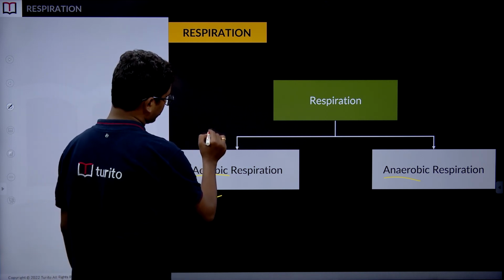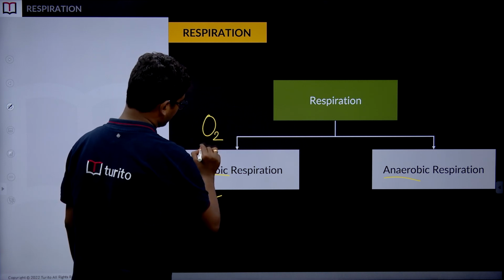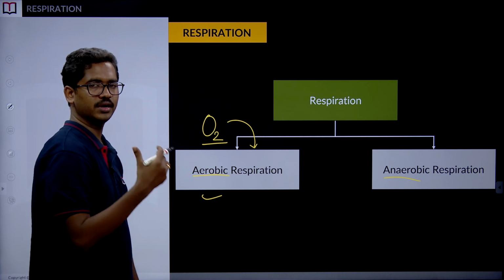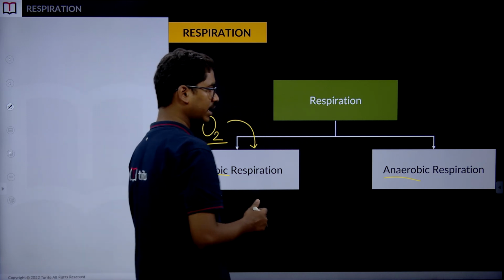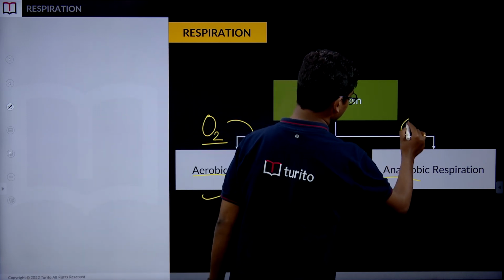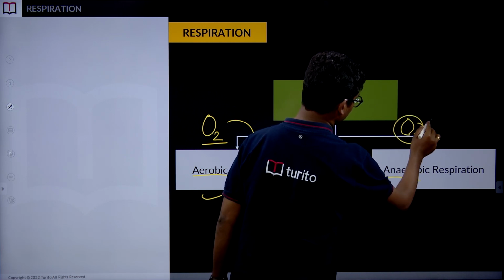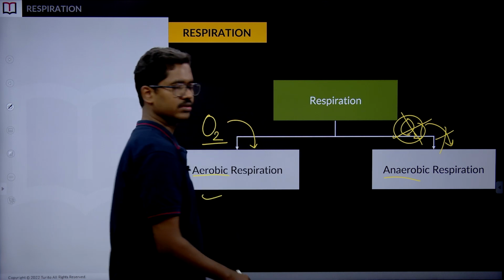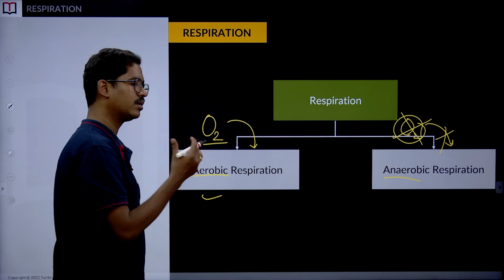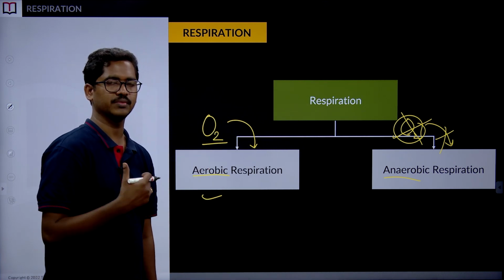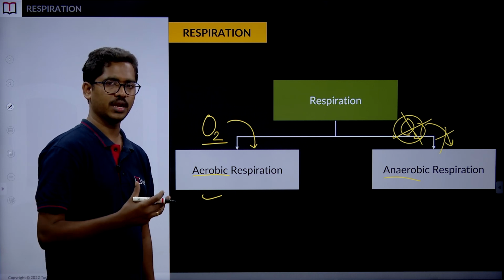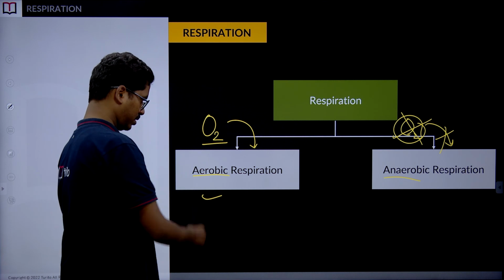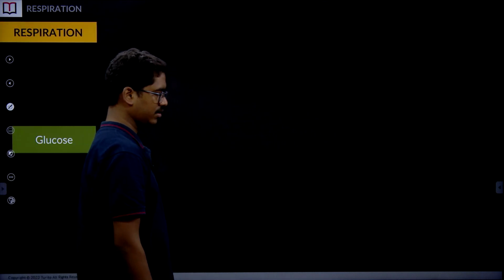Aerobic respiration is a respiration where oxygen is involved. Oxygen is taken inside the body. In anaerobic respiration, oxygen is not involved. Got it? So oxygen is taken inside the body in aerobic respiration. Without taking oxygen, energy is produced in anaerobic respiration. So aerobic respiration is happening like this.